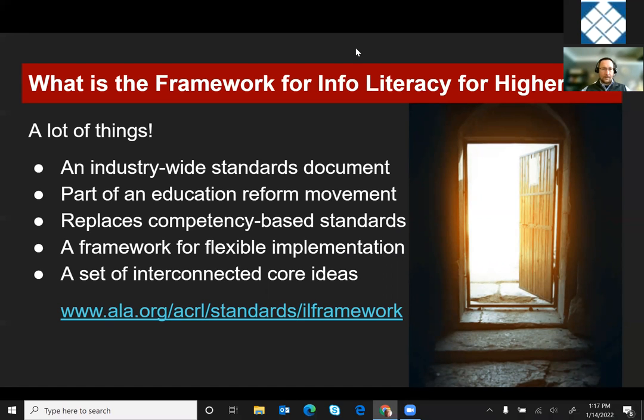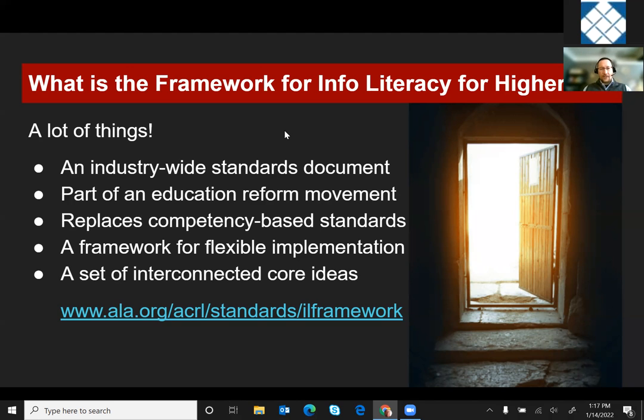Okay, I see in the chat that Megan has posted the link to it. Thank you, Megan. So this is an industry-wide standards document. There are similar standards in other countries, right? They have their own information literacy standards. There are industry-wide standards for proper composition writing, for example. The composition field has standards and frameworks that they use when faculty in those units design courses and programs.